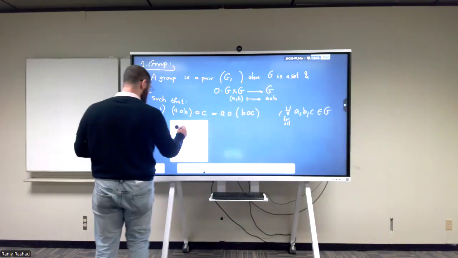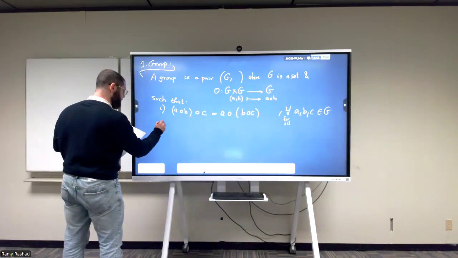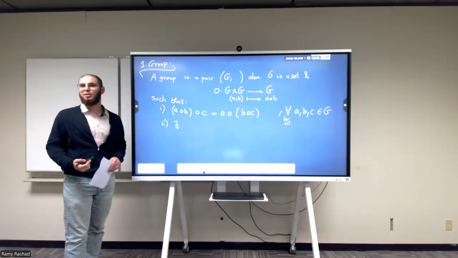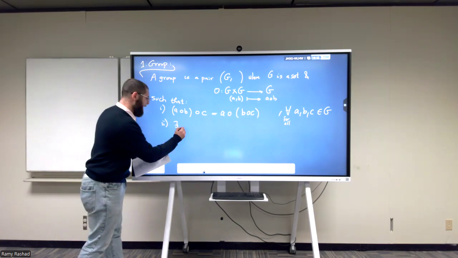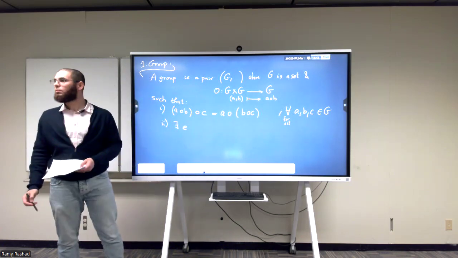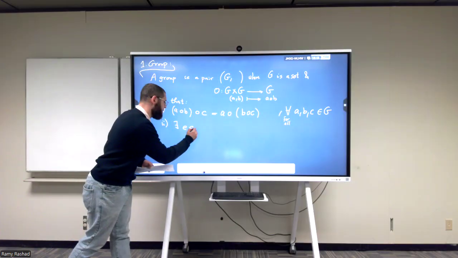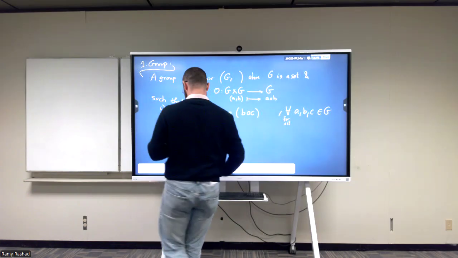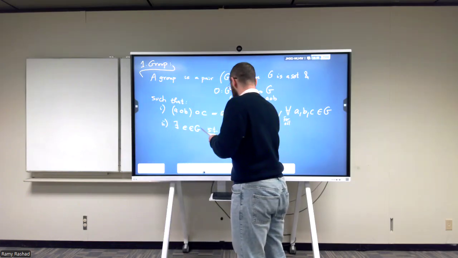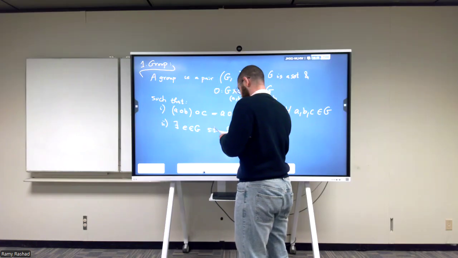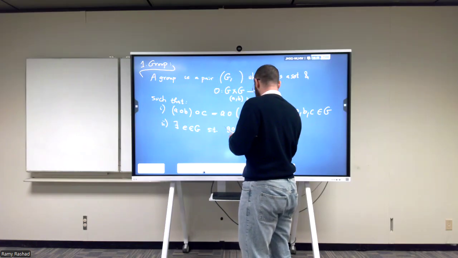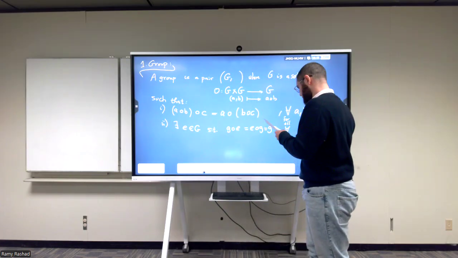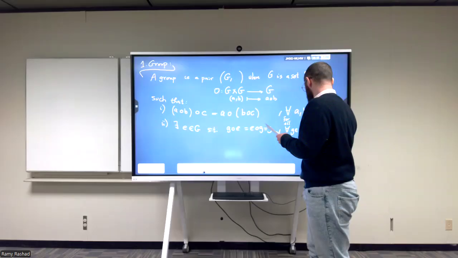That's not enough. You need 2 more conditions. There exists, this is the symbol we talked about last time, an element, we're going to call it E, an element E in G such that G circ E is equal to E circ G is equal to G for all G in G.